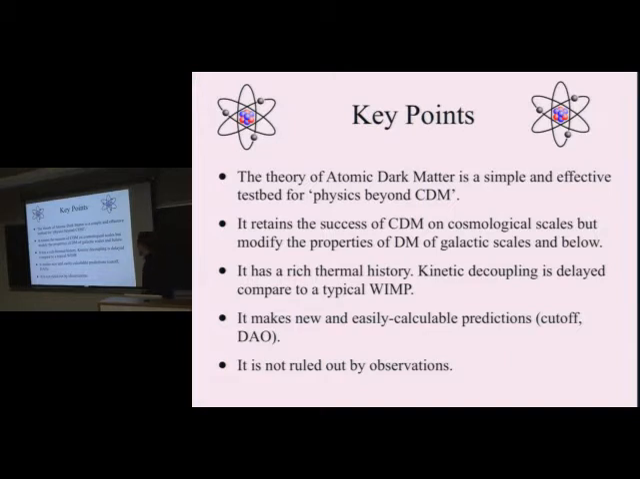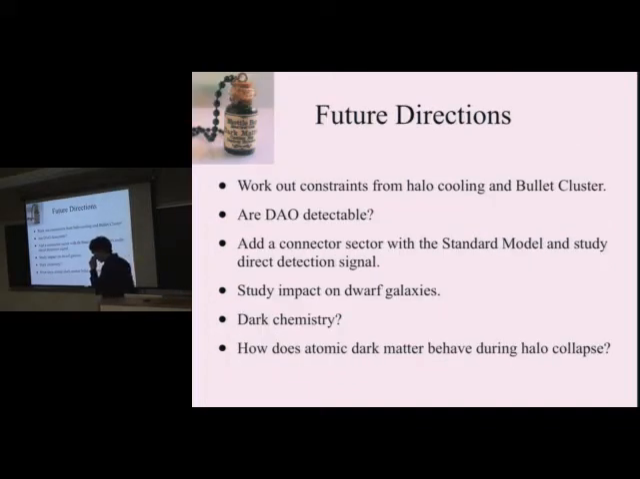As I said, it has a rich thermal history. Kinetic decoupling is delayed compared to typical WIMPs, which means that power on small scales is suppressed compared to a typical WIMP. It makes easily testable predictions like the cutoff, these DAOs, and so far it's not ruled out by observations, although it's quite constrained. So which future directions could you go with this type of dark matter model? Well, this dark matter model has internal structure, so you can excite it, with some excited states and dark photons, so you have a cooling mechanism. That's a constraint on the model too.